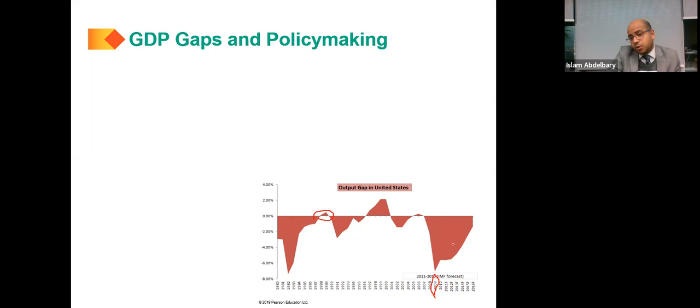During the Obama administration, they tried to eliminate this gap, and you can see the gap here was more than 7% and turned out to be less than 1%. So economic policies at that time tried to push the economy up, tried to reduce the amount of negative output gap.